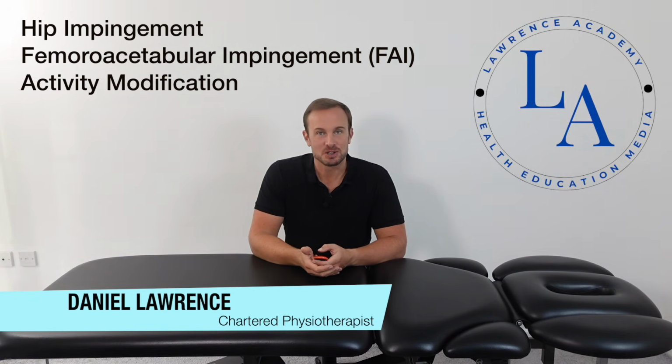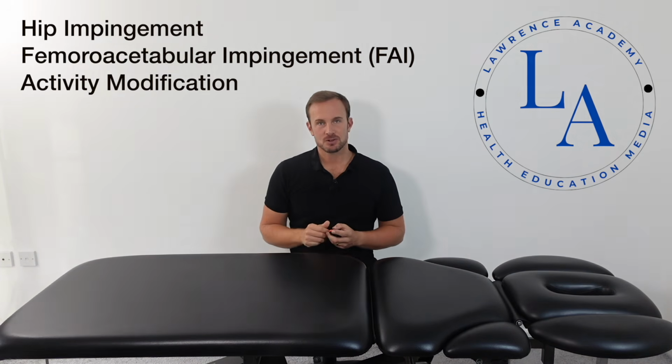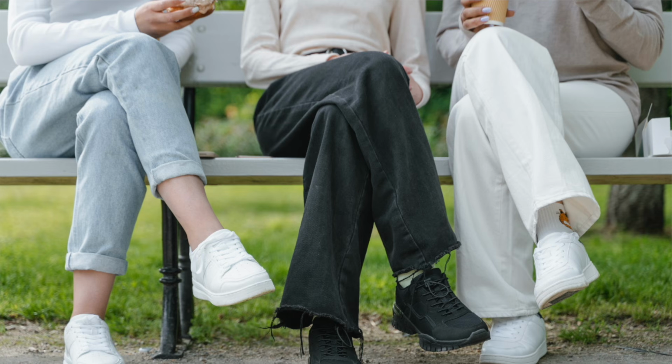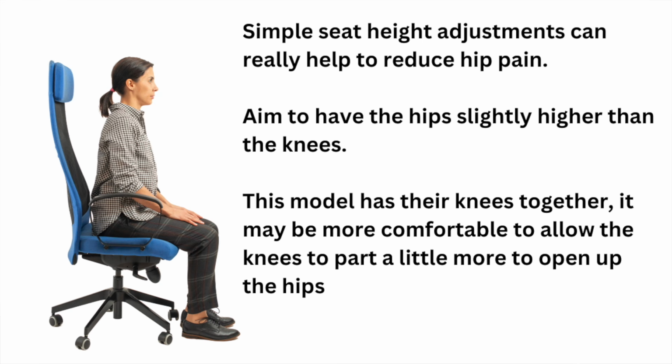Hip impingement part 3, activity modification. We need to avoid anything that closes the hip. So when it comes to sitting, the classic aggravators are low chairs and sitting with the legs crossed. Educate your patients to raise the seat whenever possible.